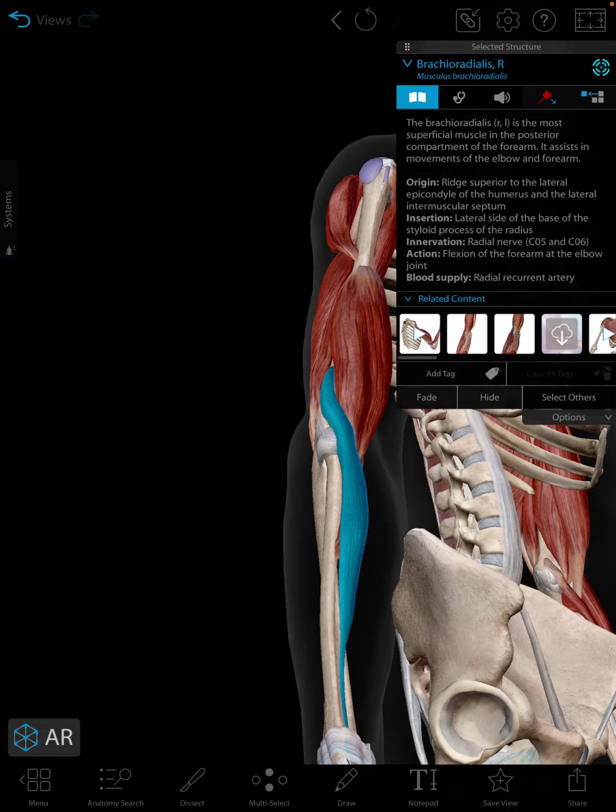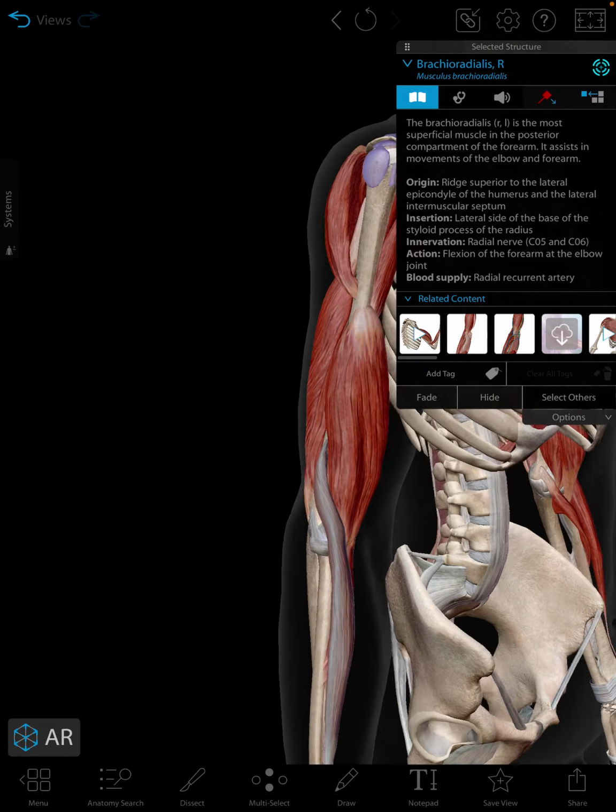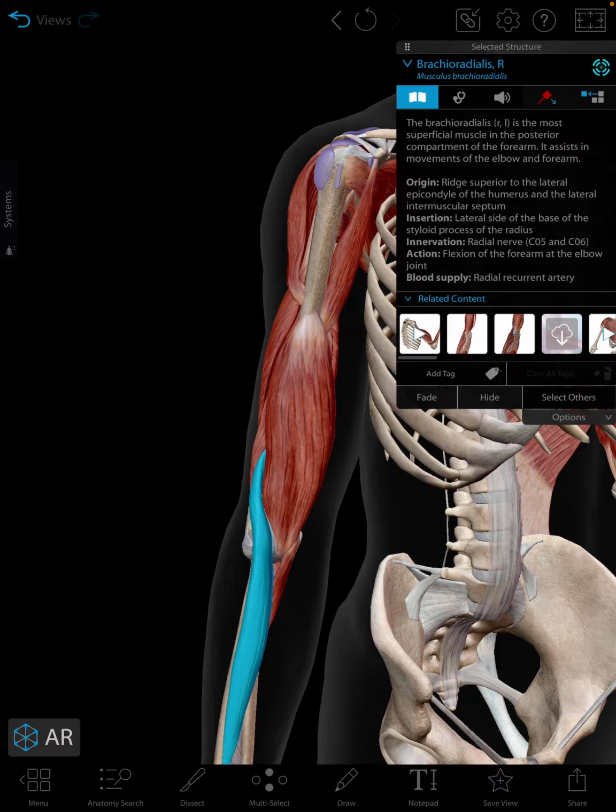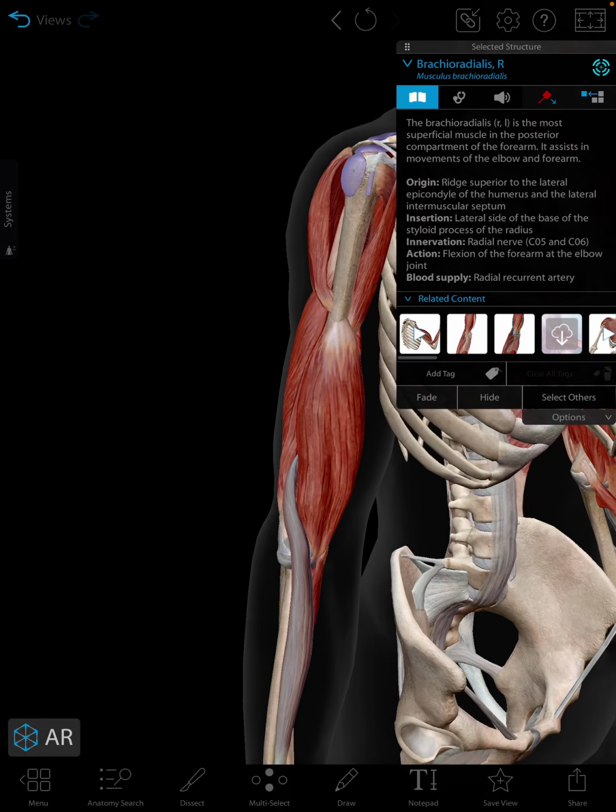It is in the posterior compartment. It shares innervation with the muscles in the posterior compartment, which is the radial nerve, but it acts as an anterior compartment muscle in the sense that it flexes the elbow. You see here, it crosses our elbow joint, so because it crosses it, it has to act on it, and it does just that by producing forearm flexion, flexion at the elbow.